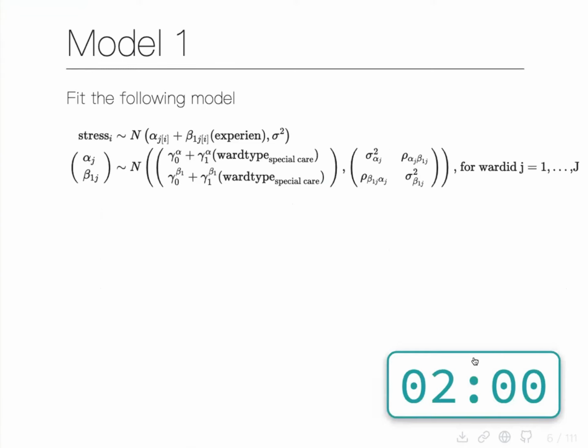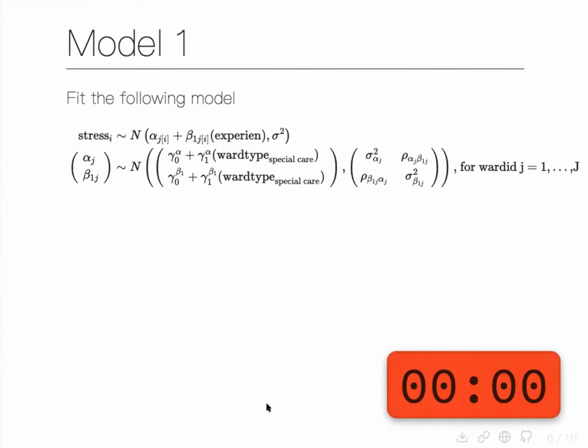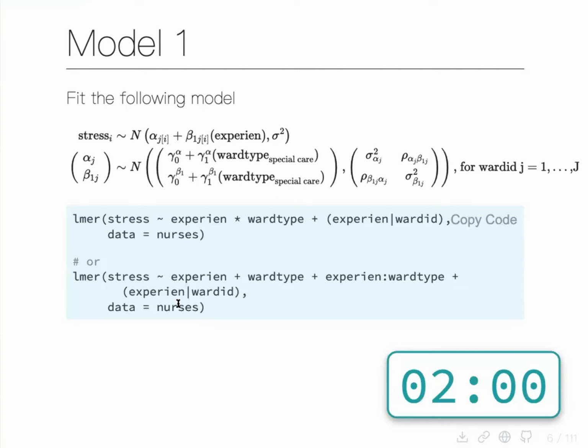Okay, so using that data, try to fit this model, please. In this case, we have an intercept that is randomly varying at this J level. That J level is ward ID. We have a coefficient for experience, which is also randomly varying at the ward ID level. And then we have ward type as a predictor of the intercept and the slope. Okay, so that's going to look like this.